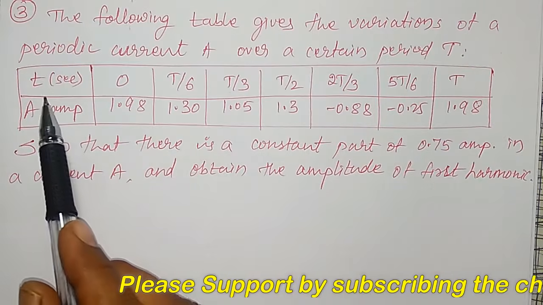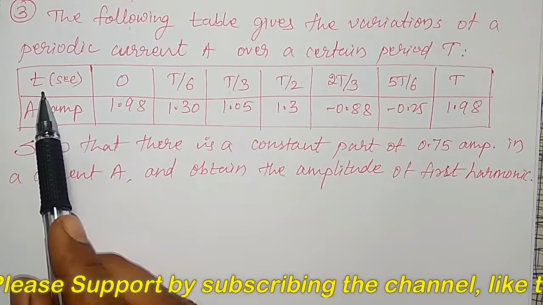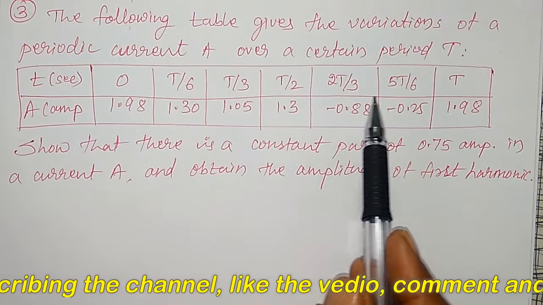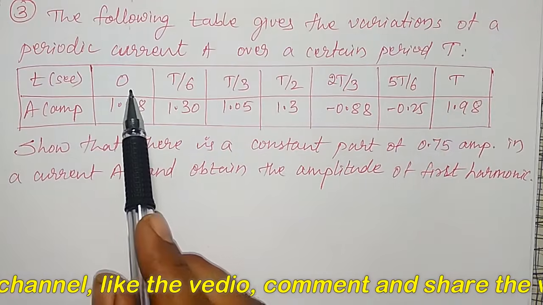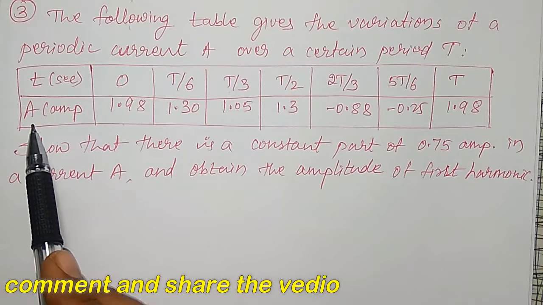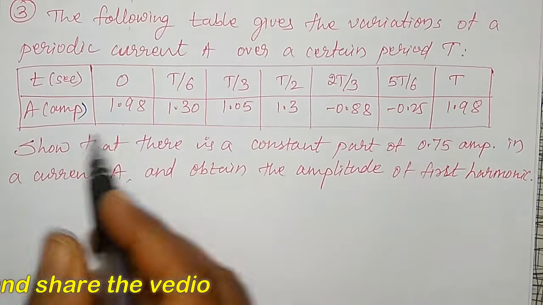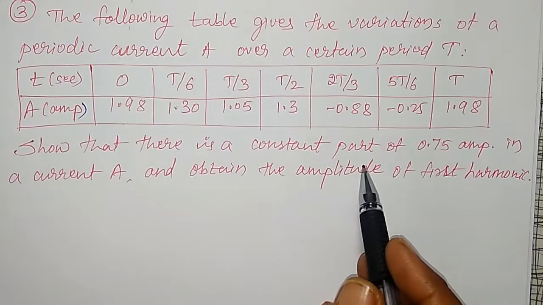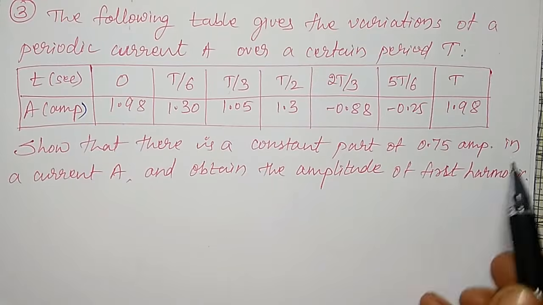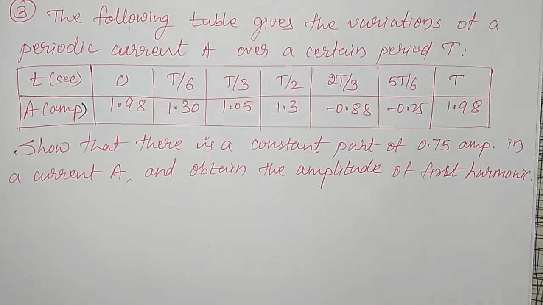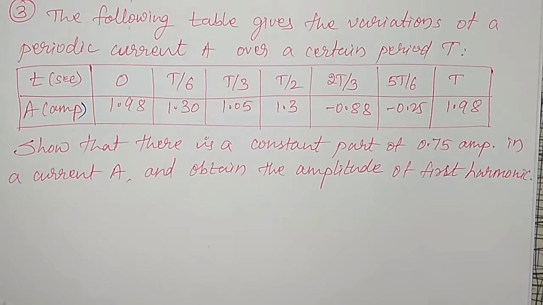They have given small t as the time in seconds: 0, T by 6, T by 3, T by 2, 2T by 3, 5T by 6 and capital T. Therefore the period is 0 to capital T here, and the corresponding amplitude, the current A in amperes, they have given, that is 1.98, 1.30 like that. Show that there is a constant part of 0.75 amperes in the current A and obtain the amplitude of the first harmonic. From this given information, let me first find the period.